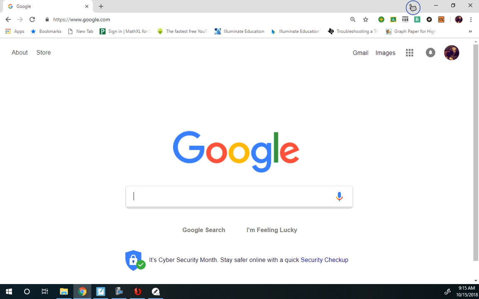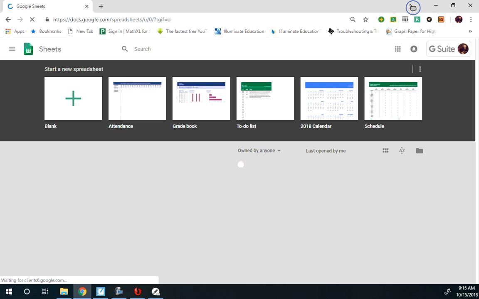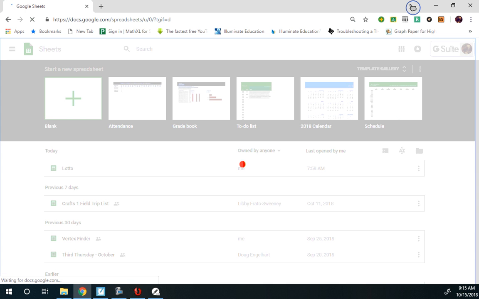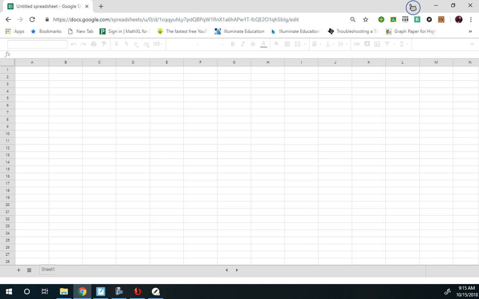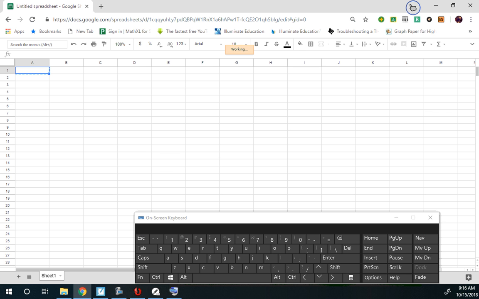So what I'm going to do on Google Sheets is create a file called Vertex Finder. And maybe you'll like this, maybe you won't. I'm going to call this Vertex Finder. I probably want to zoom in.